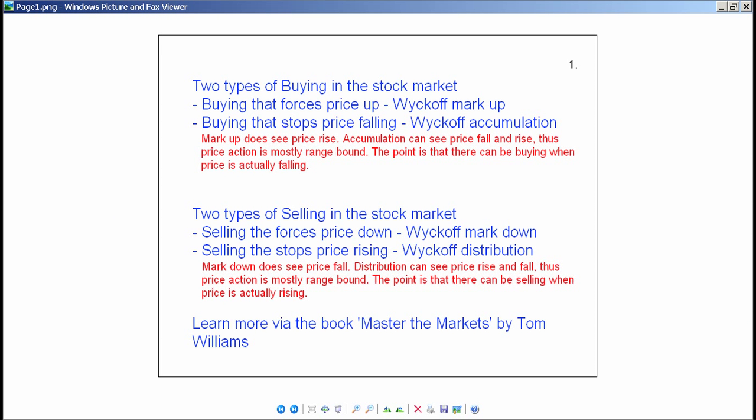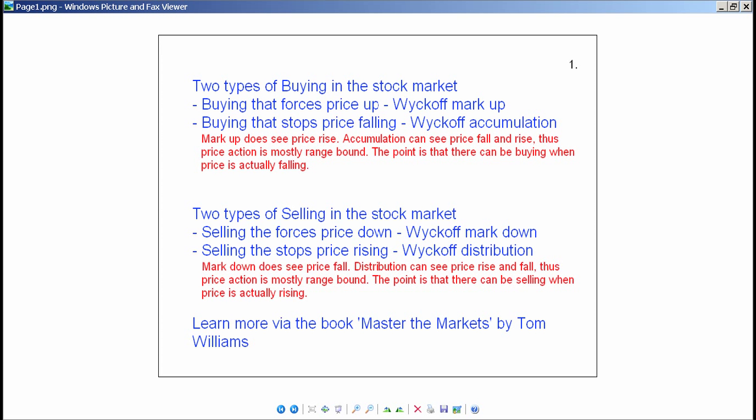Today we're going to talk about RTT on balance volume. But first, there are two types of buying in the stock market. Buying that forces prices up, the markup phase. Buying that stops price falling, the accumulation phase. The point is that buying can happen when price is actually falling.